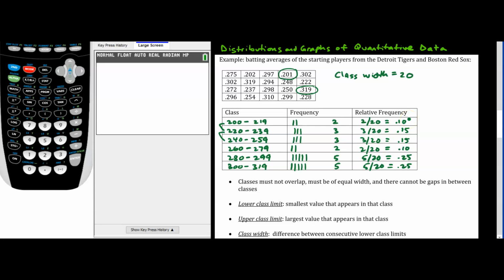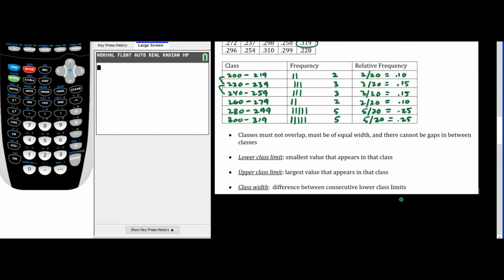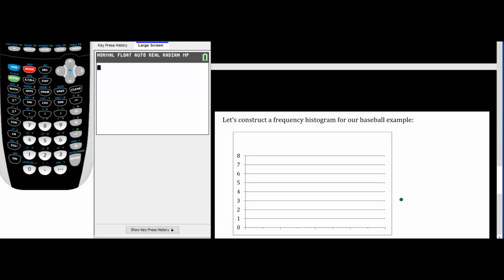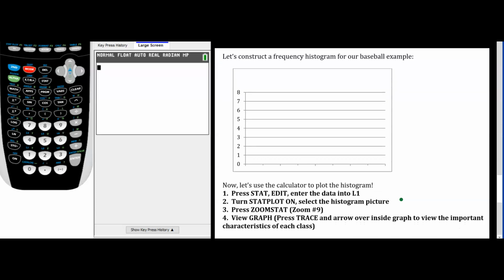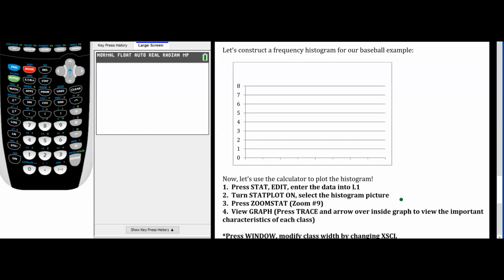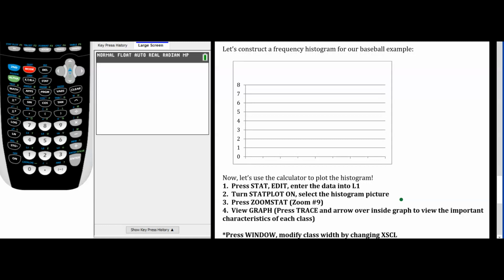Okay, so now let's take this and talk about how we can plot it in a graph. And so we're going to make a bar graph, except this time our bar graph is actually going to have bars that touch. And as a result, we give this a new name. Instead of saying we have a frequency bar graph for our quantitative data, we say that we have a frequency histogram for the quantitative data.